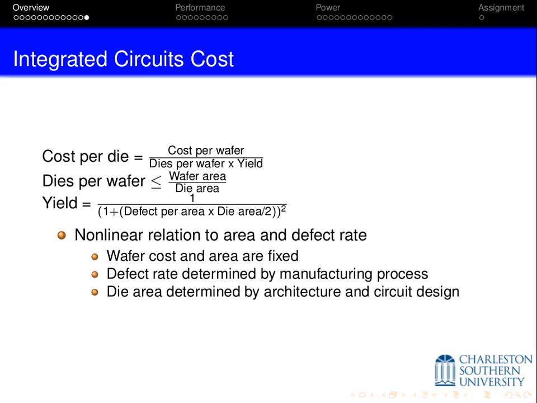Because that would just give you 1. If you had no defects per area, this would all be 0, which would make 1 over 1, which would be great. Also, if your die area was 0, it would make this 1 over 1, which again is 100%.